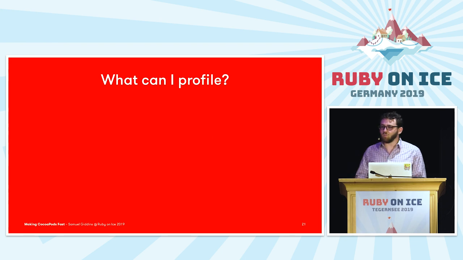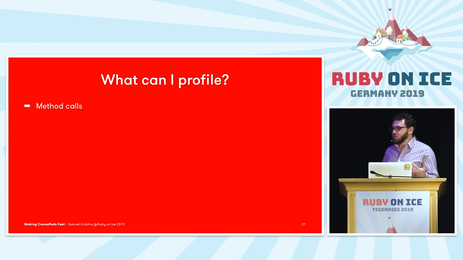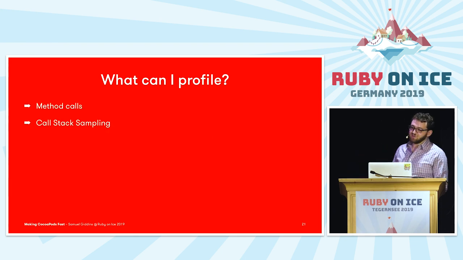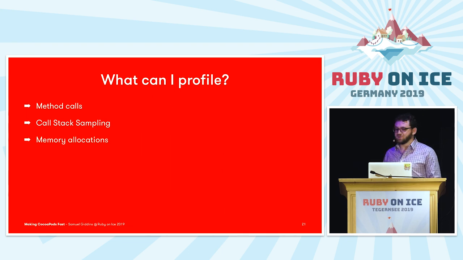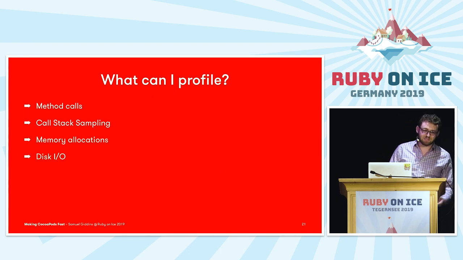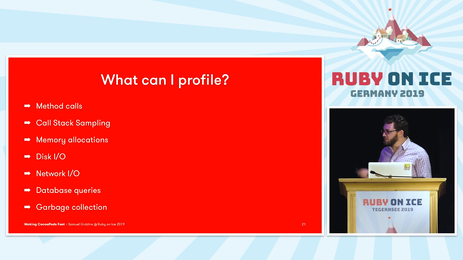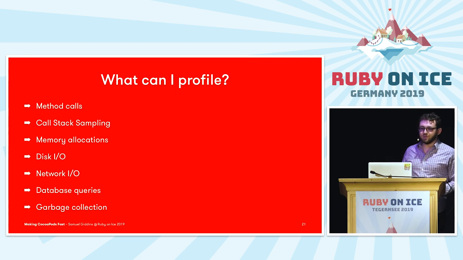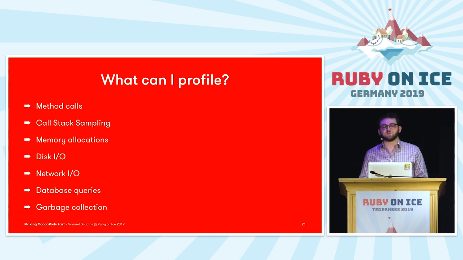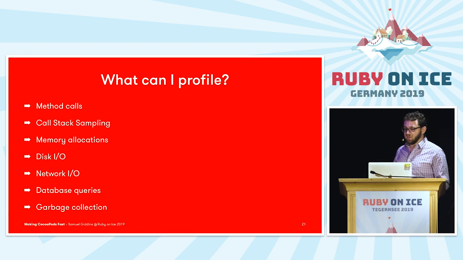So great, what can I profile? Well, you can profile method calls. You can sample call stacks. You can profile memory allocations, disk I/O, network I/O, database queries, garbage collection. Basically, you can profile anything. All of these, it turns out, are really useful tools for profiling different sorts of performance problems in Ruby apps.